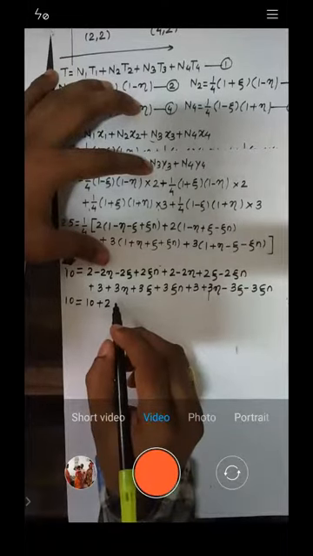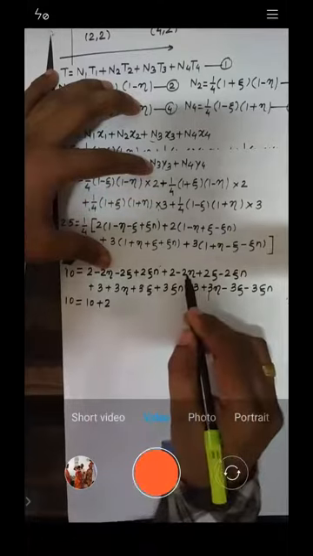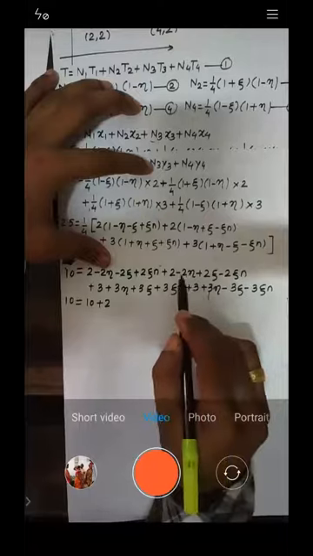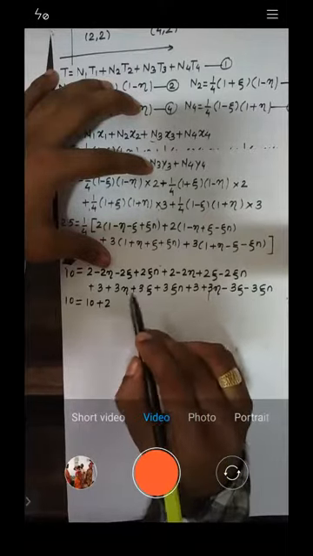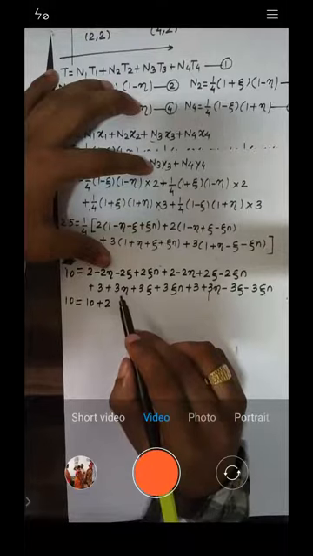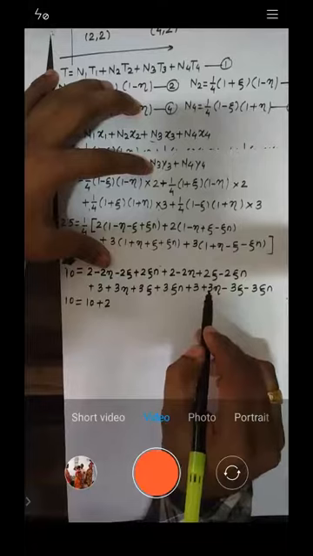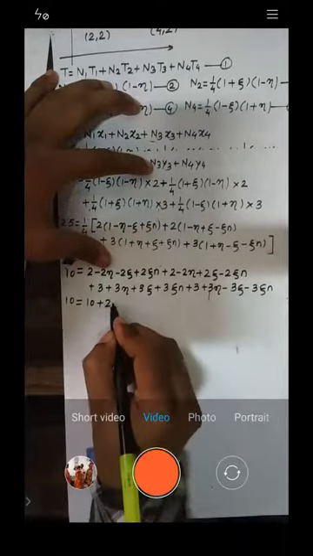See, are you getting or not? Minus 2 and minus 2, it is minus 4. Minus 4 plus 3, what is minus 4 plus 3? It's minus 1. Minus 1 and plus 3, so that is 2, right? So this is 2 neta.